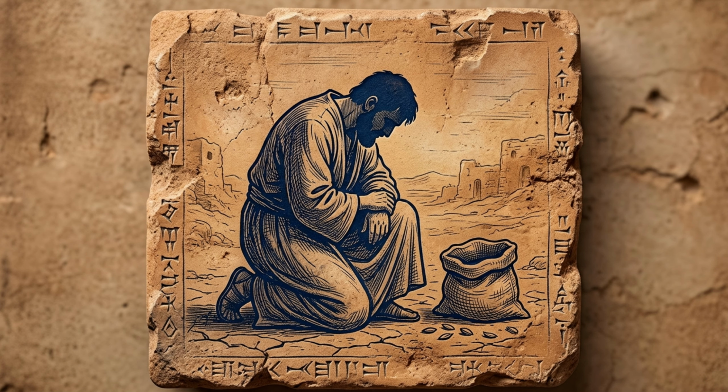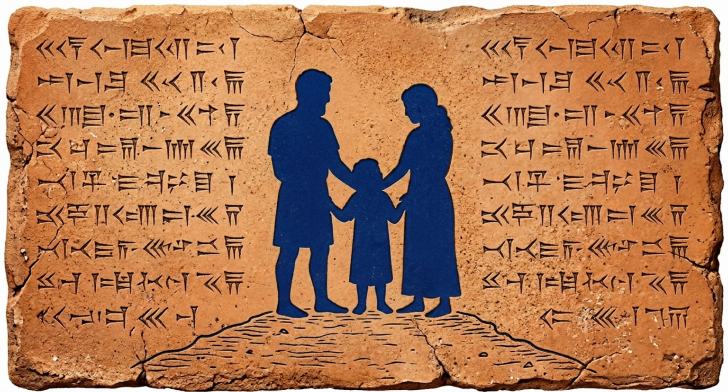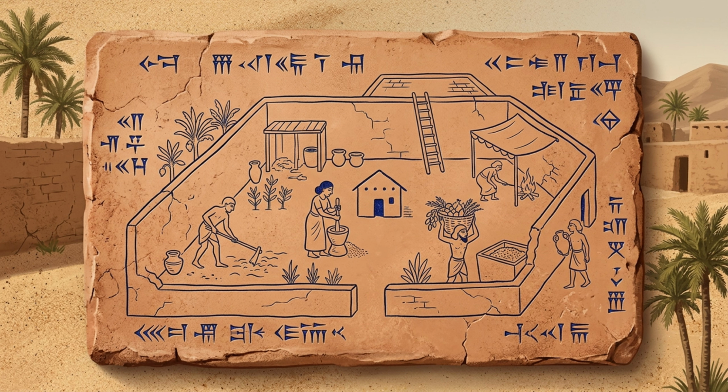Picture what this actually meant for a real family. A father, unable to repay what he borrowed, faced a choice between defaulting entirely or handing over the people closest to him. For 3 years, they belonged in every functional sense to the household that had purchased them, performing labor in a home that was not their own.